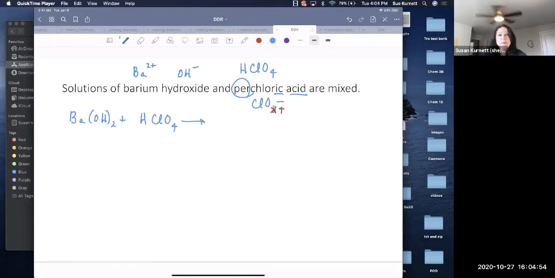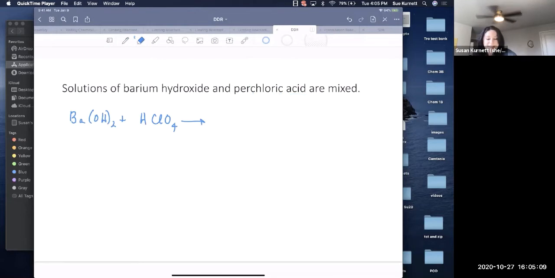And then we predict products. First thing you need to notice is that we have a base and an acid. So this is an acid-base reaction. We're going to form a water and salt. What kind of salt? Salt just means ionic compound, so there's a lot of salts.